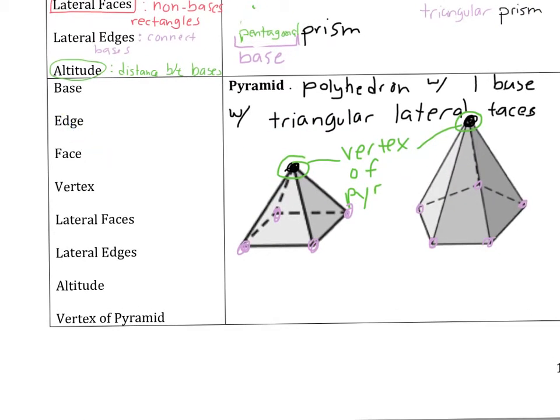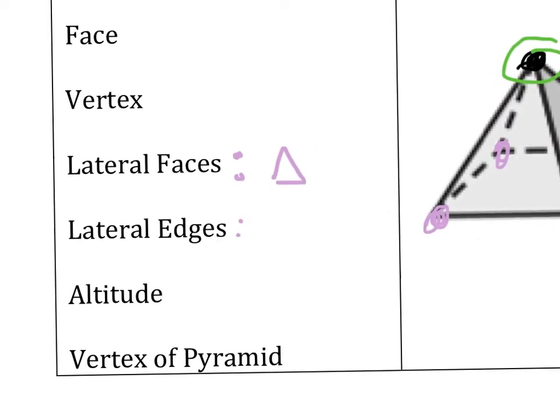All right. The same thing applies for all these other ones here. So an edge is any of these black segments that you connect each vertex. All of these, it's essentially the frame. Those are your edges. Lateral faces are all triangles, so you might want to make note of that. These are all triangles in a pyramid. In a prism, they're rectangles. Lateral edges are the ones that connect, so I'll clarify this. They connect the base to the vertex.